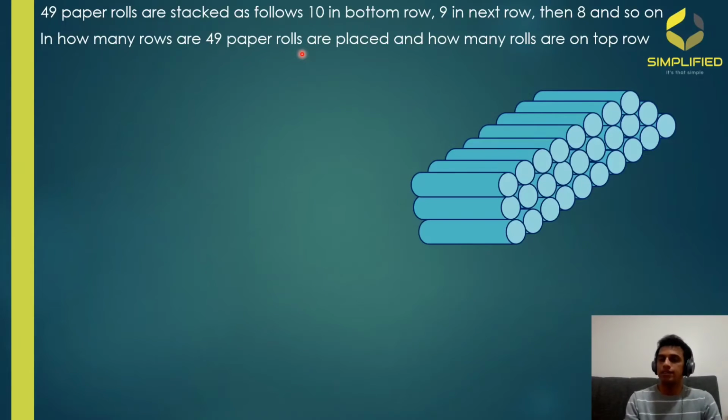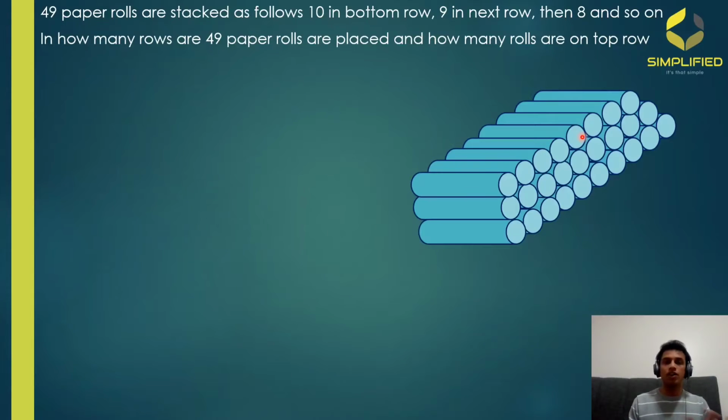Which means that this is how we are designed to put the paper rolls: 10 paper rolls on the first row, 9 on the second, and 8 on the third. So this is how it is being designed. Now we are having totally 49 paper rolls. So after completely stacking these 49 paper rolls, how many rows will be there? That's the first question. And the second question is how many paper rolls will be on the top row? So basically we are asked to find n, the value of n. This is what we need to find out in this question.